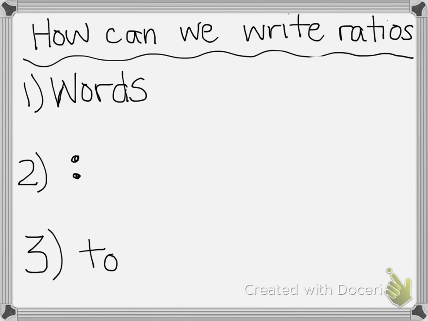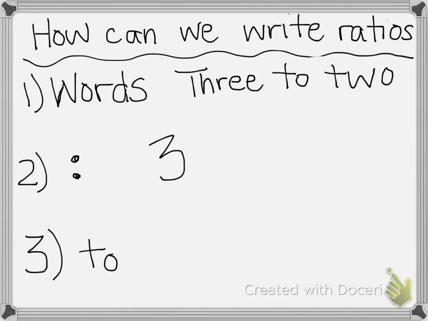Now there are 3 different ways that we can write ratios. We can use words and actually write them out: 3 to 2. We could use the colon sign, putting the numbers with the dots, 3:2. And like before, we can write it as a fraction.